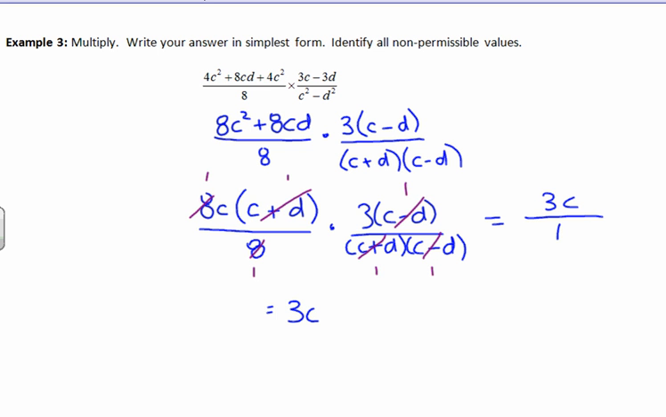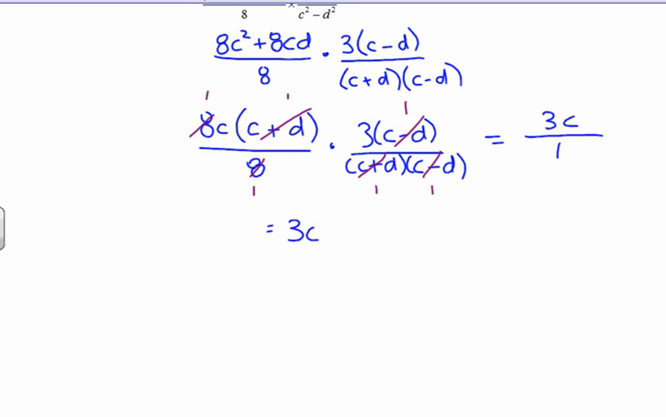Have we dealt with anything like that before? Not really, right? So how do we figure out restrictions? We don't want them to be 0. So we're going to set each one of these to 0. I'm going to just do that off to the side. So c plus d equals 0. I'm going to solve for one of the variables. Get it by itself. So let's get c by itself. How do we do that?